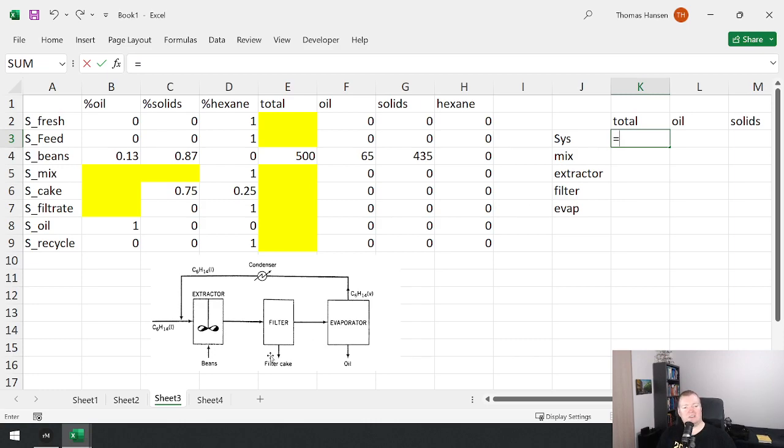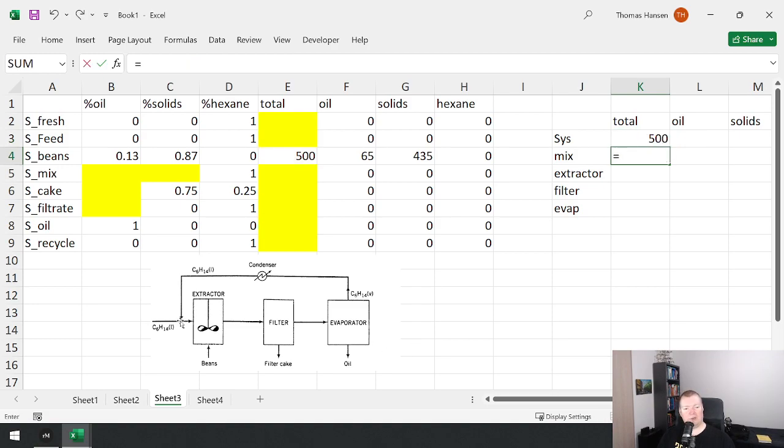Total, let's look here. I have one stream entering, that's my fresh hexane. So that's that one, fresh hexane. I have beans entering, so where's my bean stream? That's there. And what streams do I have that are exiting? I have two streams. I have my filter cake, that's the cake stream, and I have my oil stream. Those two should exit my system. That's the balance for the entire system.